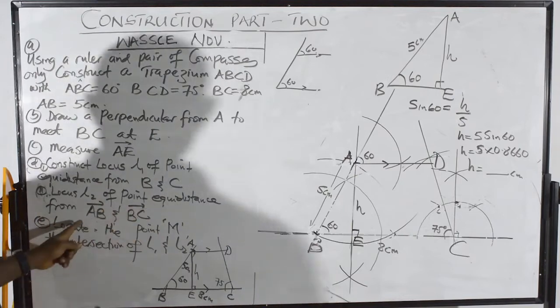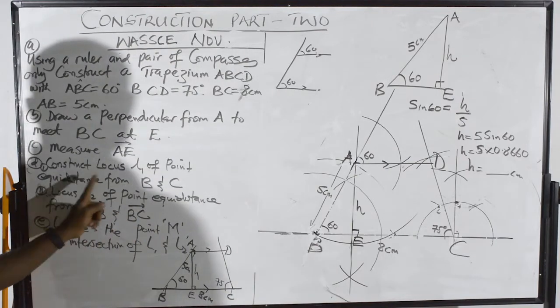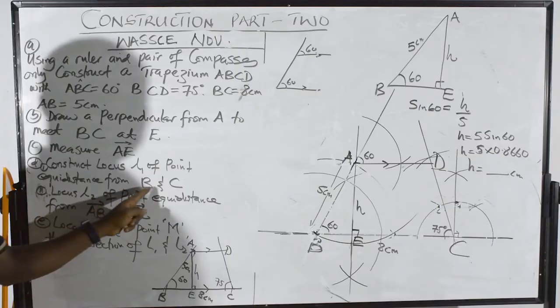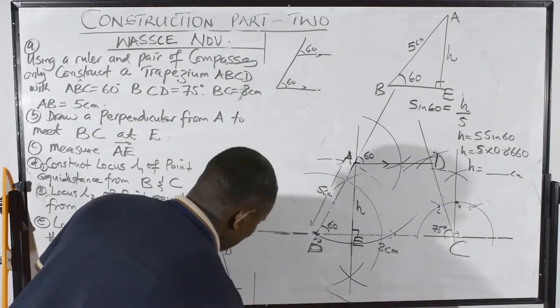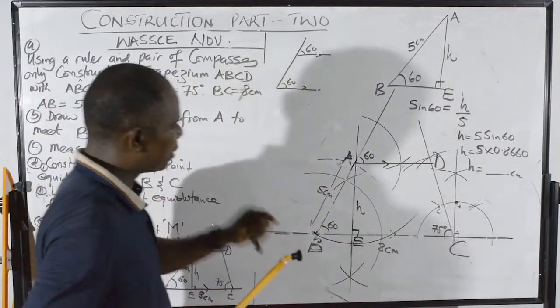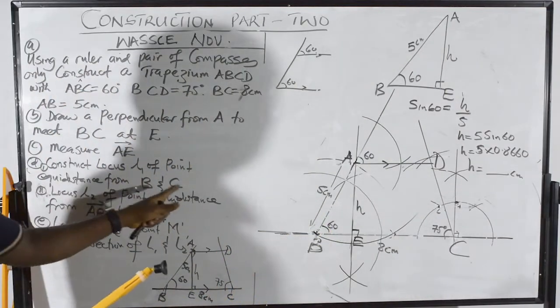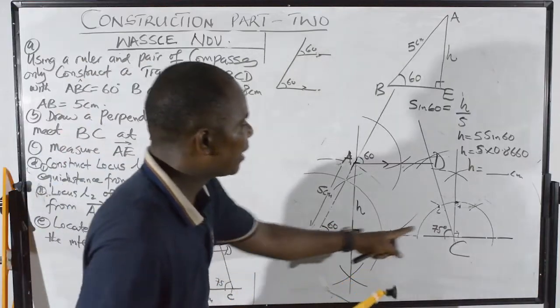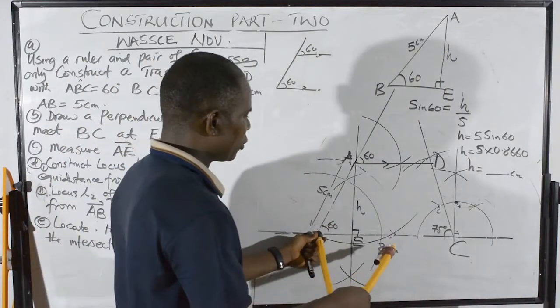Draw a locus of point equidistant from B and C, locus L1, B and C. So it's two letters, and for two letters we use 90 degrees. Remember, every time you have a locus involving two letters, you are going to perpendicularly bisect the line joining the two letters. So it's 90 degrees.